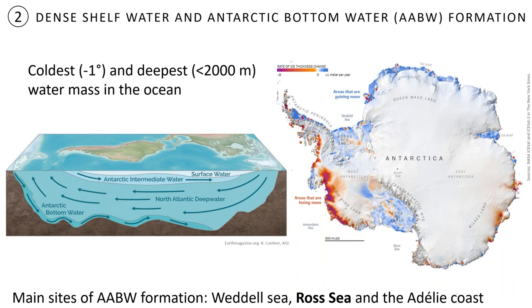Now, this process doesn't happen everywhere. As I mentioned before, it happens mostly in the Southern Ocean during wintertime. And this process is related to the formation of bottom water, the Antarctic Bottom Water, which in turn is connected to the formation of dense shelf water. As you probably already know, the Antarctic Bottom Water is very important in the entire conveyor belt. It's the coldest and deepest water mass in the ocean. And there are three main sites in Antarctica where we can see this bottom water formation, which are the Weddell Sea, the Ross Sea, and the Adelie Coast, as shown by these arrows over here.